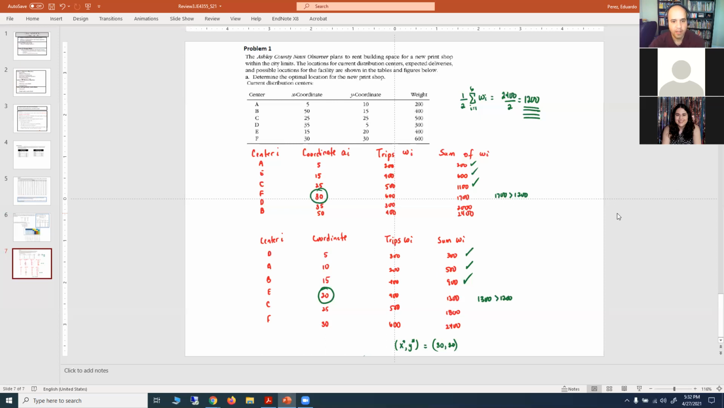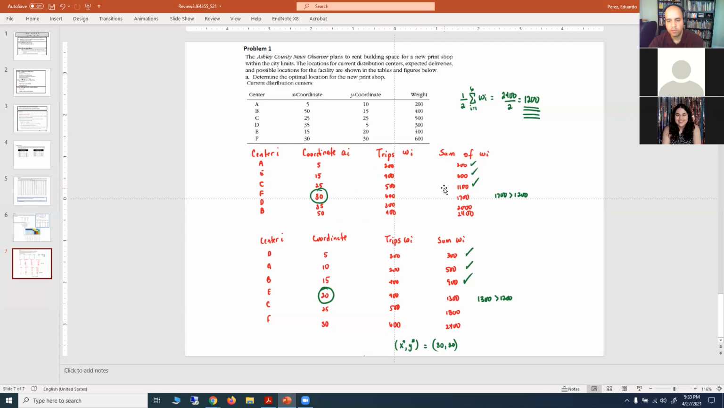So we have center I here. So for coordinate AI, we have sorted this information. So you see 5, 15, 25, 30, 35, and 50. So we sort the information based on this. Okay, and you see how the centers are no longer in the same order, right? Because they were sorted using this coordinate information. Same thing here for the weight.